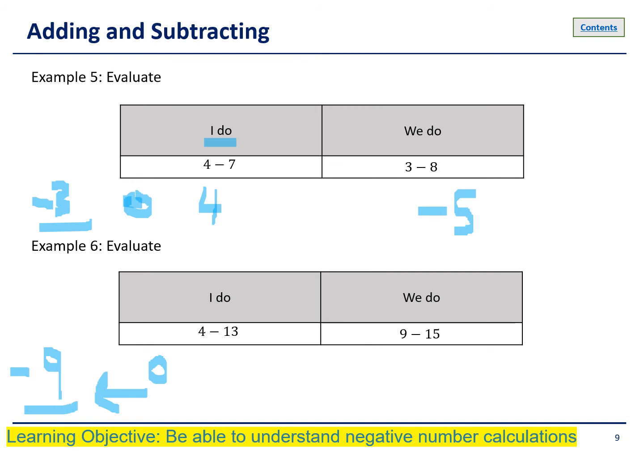Pause the video and have a go at the we do, please. So slightly bigger number to work with, taking away 15, and it should end up at -6. Well done if you got that right.